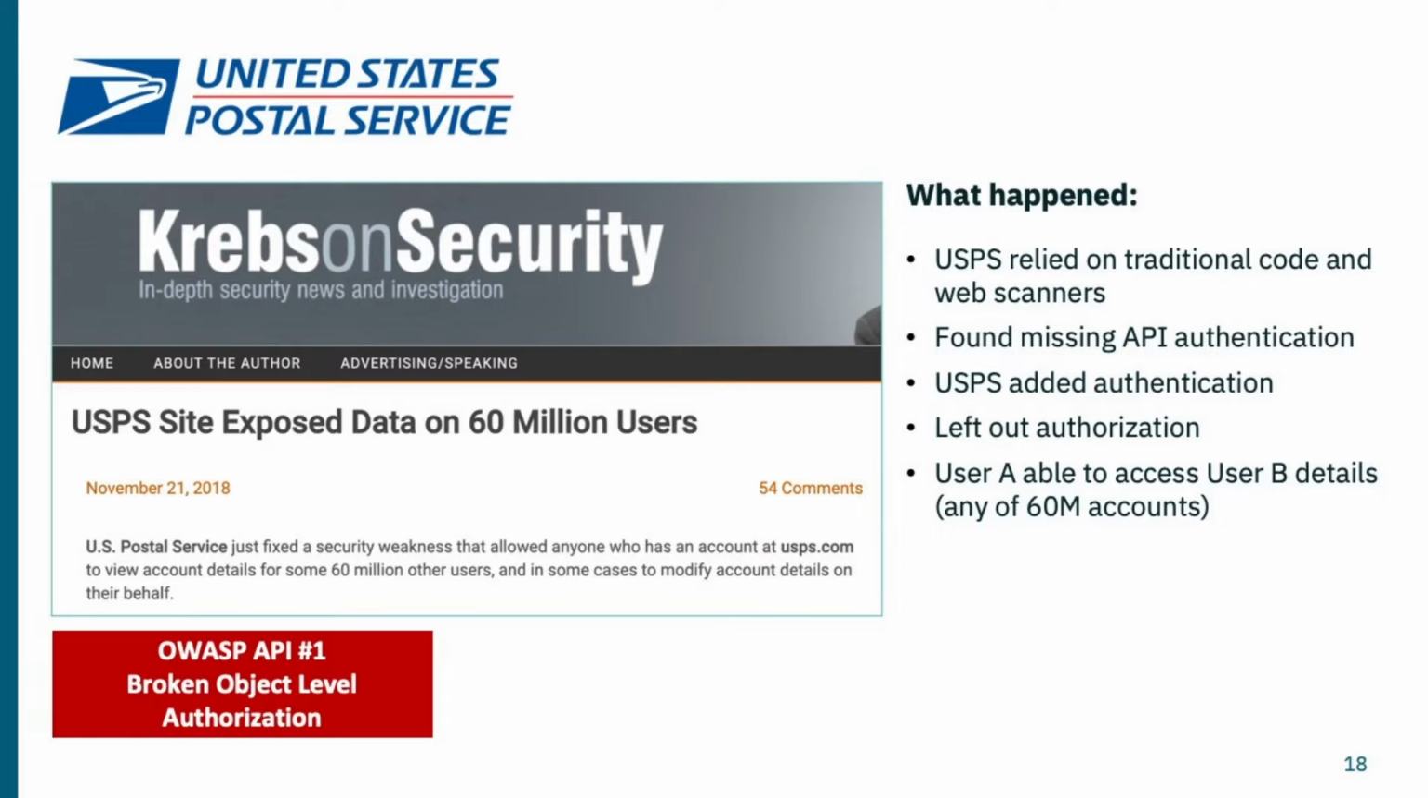And this is another example of an OWASP number 1, where effectively user A is accessing the records of, in this case, 60 million other user accounts. So the problem was they were authenticating users, but they were not authorizing users and controlling what those users could see.